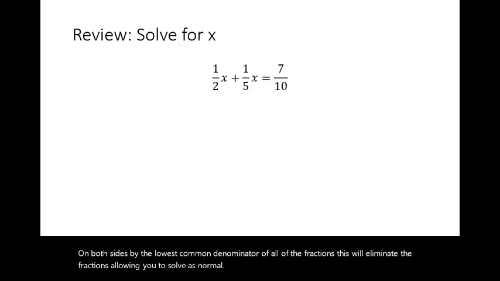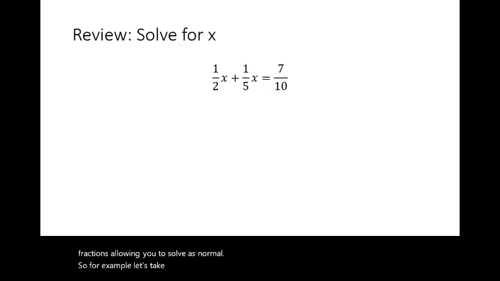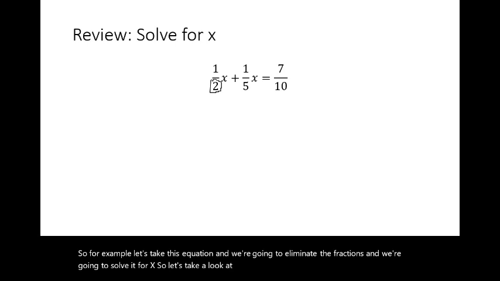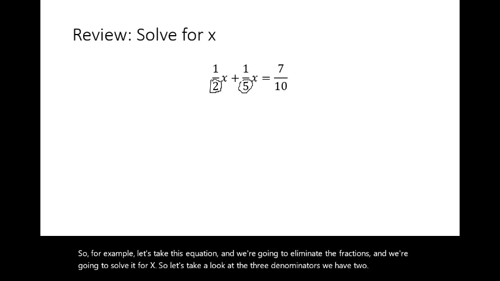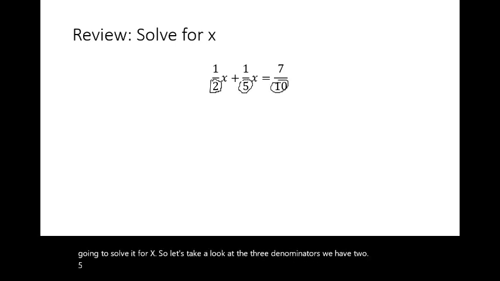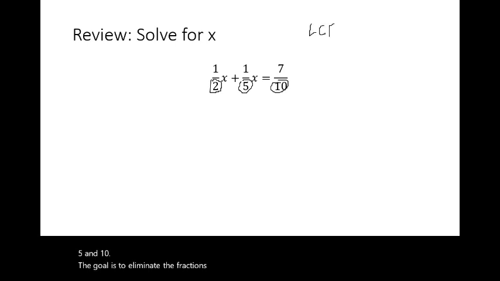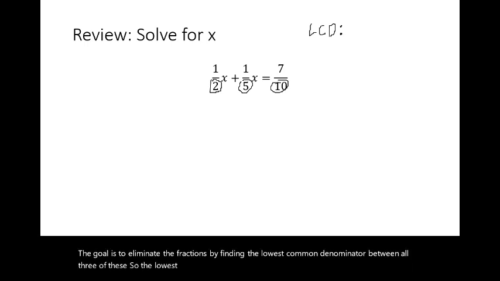So for example, let's take this equation and we're going to eliminate the fractions and solve it for x. Let's take a look at the three denominators. We have 2, 5, and 10. The goal is to eliminate the fractions by finding the lowest common denominator between all three of these. The lowest common denominator between 2, 5, and 10 is going to be 10.